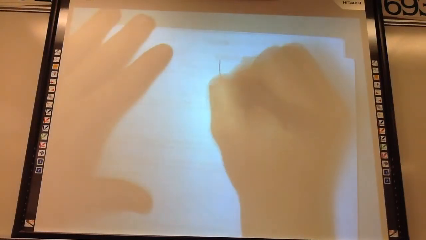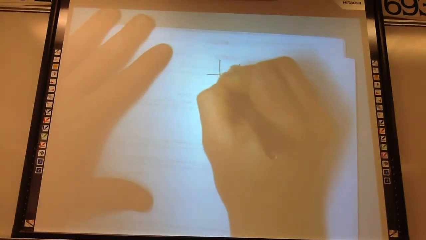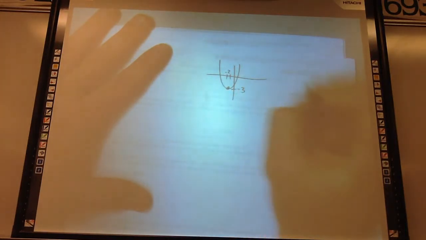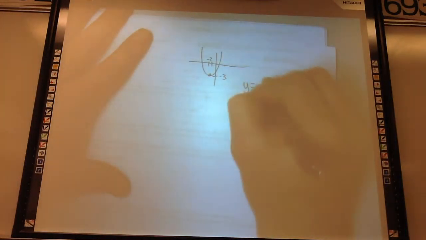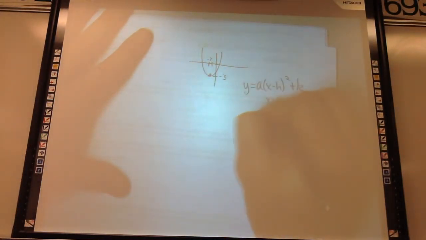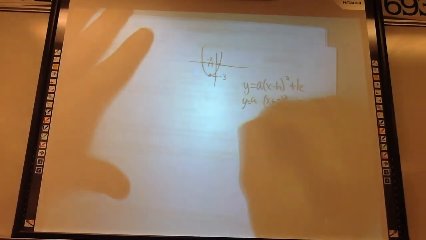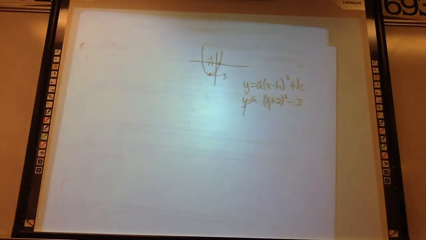Remember finding the equation of a parabola? Like, here's the parabola, and the vertex is at negative 2, negative 3. So it's a times x plus 2 squared minus 3. And then you had to pick a different point, plug it in for x and y, solve for a. Remember that? Yeah. That's one way to find the equation of a parabola.